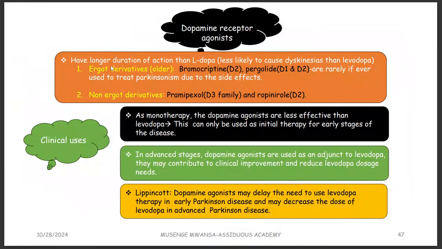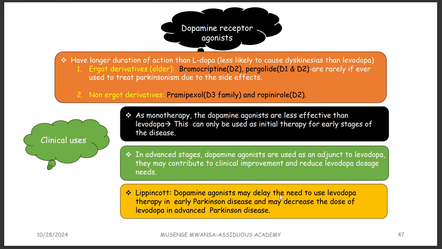So these agonists, we classify them into ergot derivatives and the non-ergot. Ergot, these are the old ones: bromocriptine, pergolide. And then the non-ergot, these are pramipexole and ropinirole. You can see also where they are working. These are working on D2, this one D2 and D1, pramipexole on D3, ropinirole on D2. Monotherapy, these guys are going to be less effective than levodopa unless you combine them and use them as adjuvants. And in advanced stages, these guys are used as adjuvants.